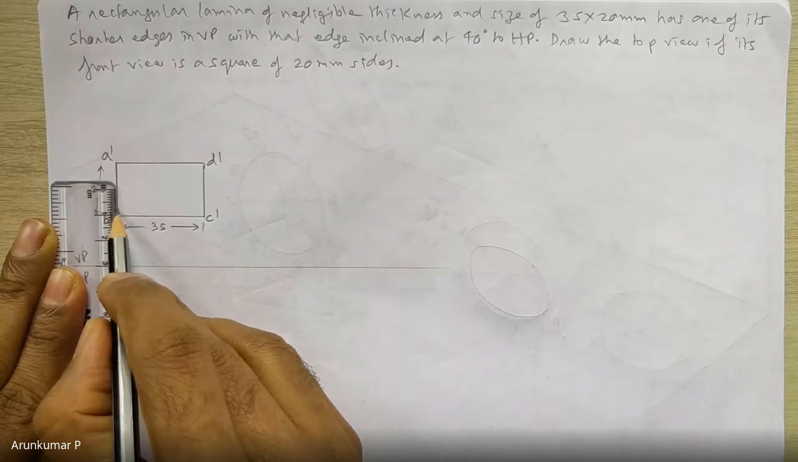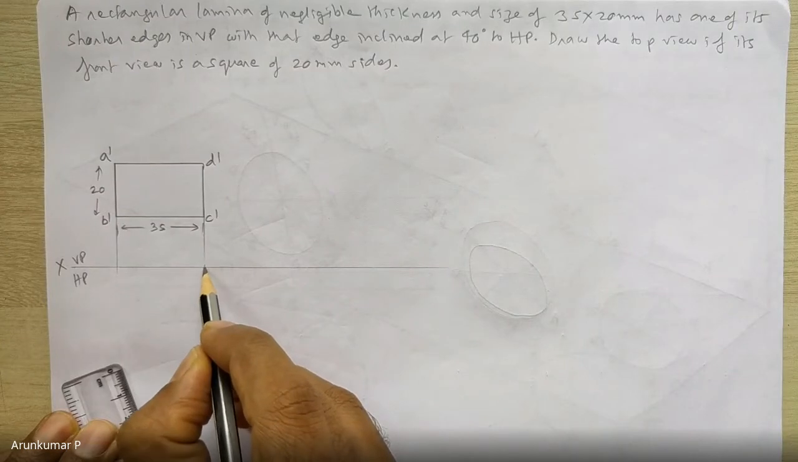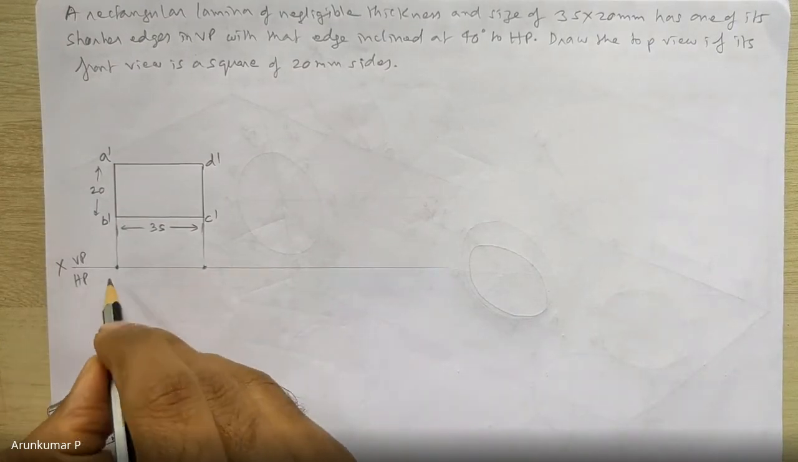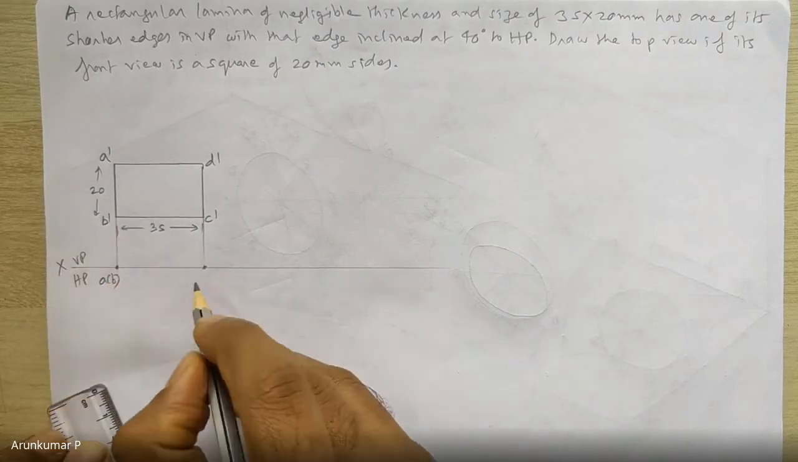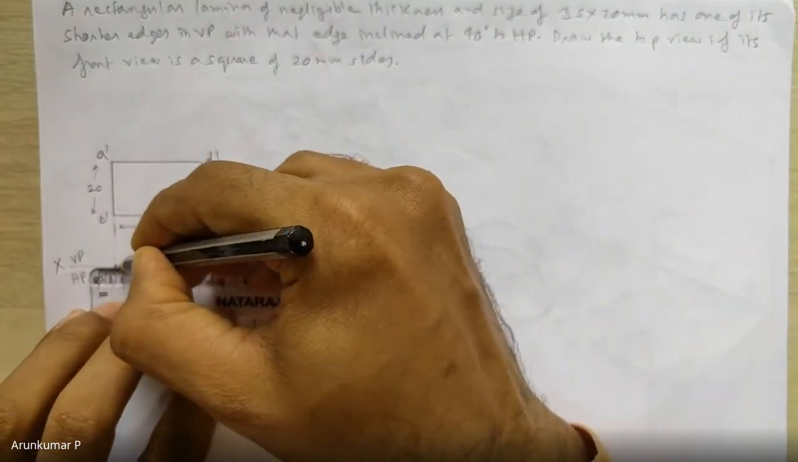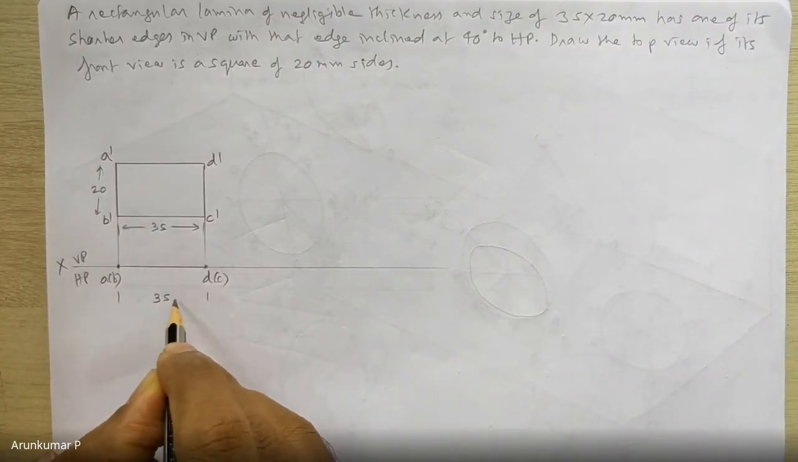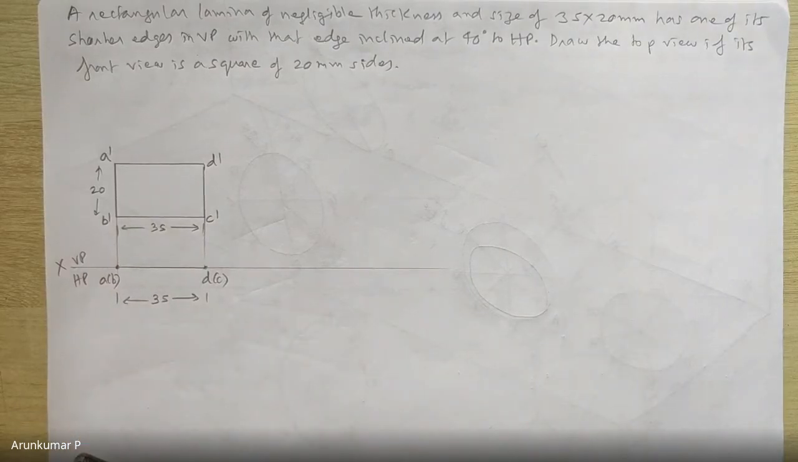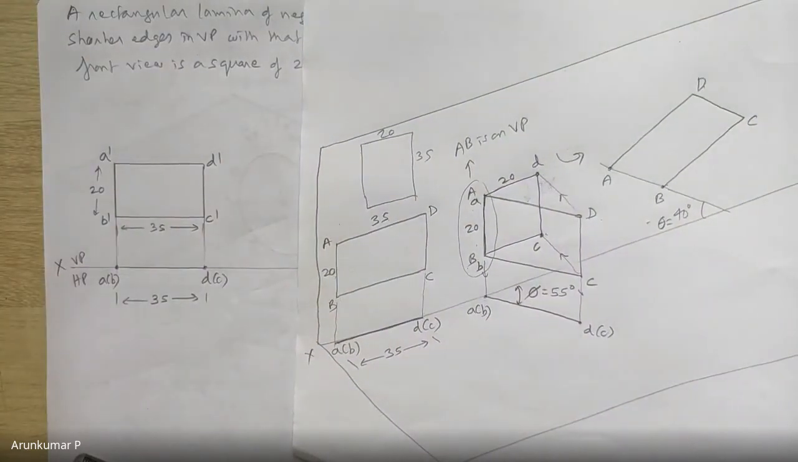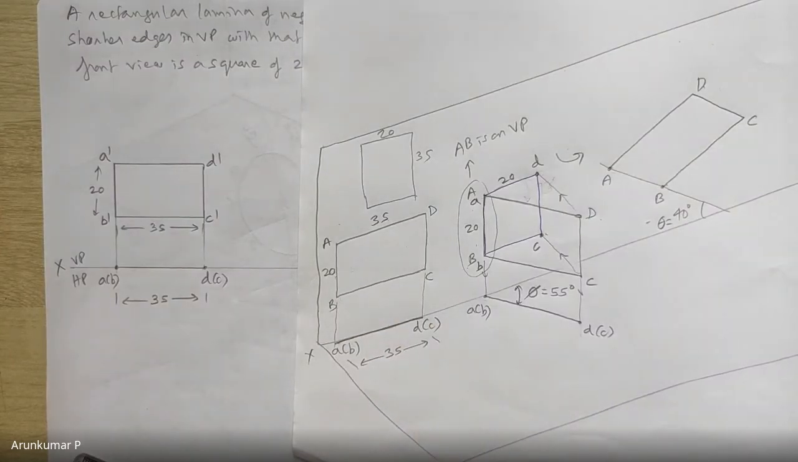In the top view, this would be A into bracket B and D into bracket C. If you join them, you will get a line in the top view. The length of the top view would be equal to the length of the longer edge, 35. So this is same as what you had seen here in 3D. 20 by 35, top view is 35. And the top view is on the XY line.